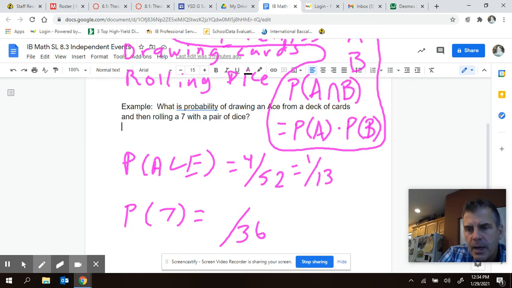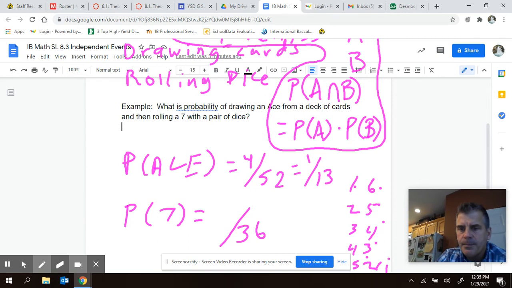So again, that was a 1 and a 6. So we'll list them: 1, 6; 2, 5; 3, 4; 4, 3; 5, 2; and then 6, 1. So what is that? 1, 2, 3, 4, 5, 6 of them. So there are 6 out of 36, or 1/6 chance of rolling a 7.